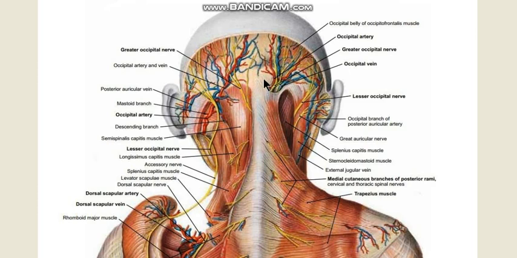And just beside the external occipital protuberance, you can make out that it is pierced by the occipital artery and vein and the greater occipital nerve, which is one of the cutaneous nerves of the scalp.